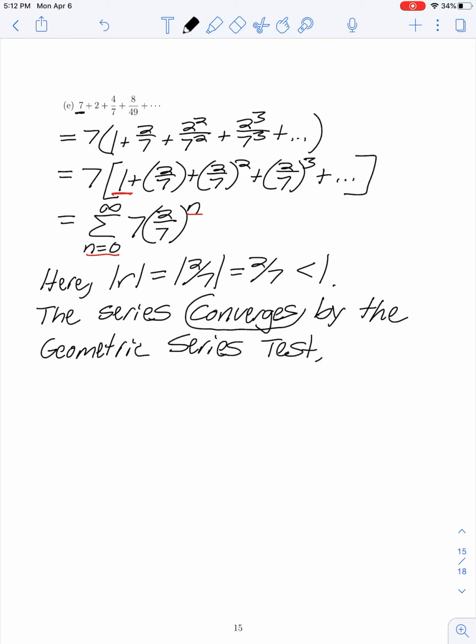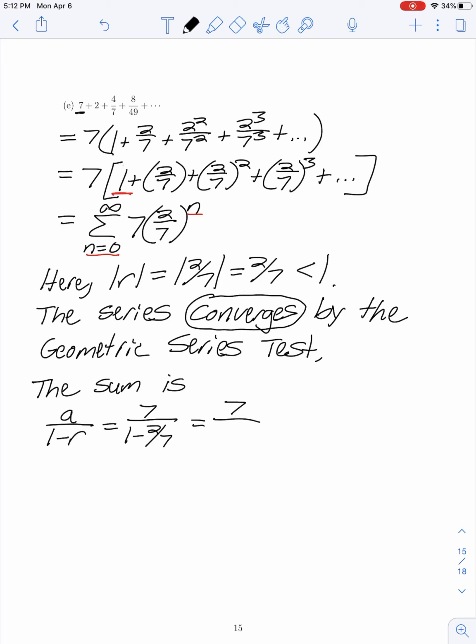Now, since this series converges, we need to find its sum. And here, the sum would be given by a over 1 minus r. In this case, a is 7, and then we're dividing by 1 minus the ratio, which is 2/7. So we're left with 7 over 5/7, which would give us 7 times 7 over 5, or 49/5 for the sum of this series.